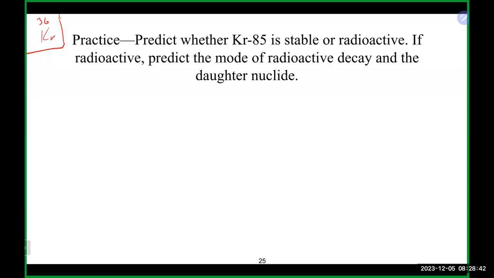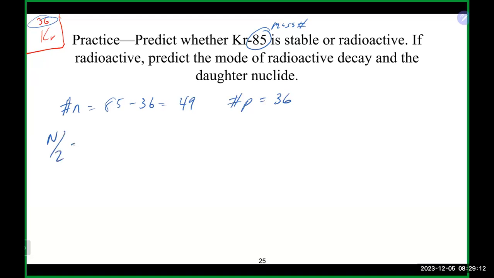Okay, so let's take a look. We have Krypton-85. Remember, that is our mass number there. The way it's written, we could get our atomic number from the periodic table. The number of neutrons in this case would be 85 minus our atomic number, which is 36. That's going to give us 49. Our number of protons would obviously equal our atomic number, which is 36.